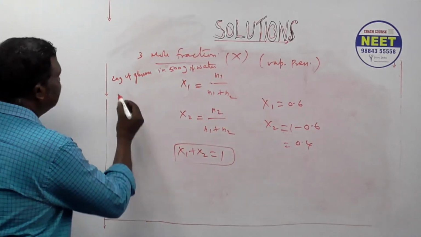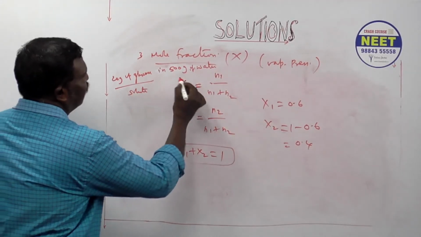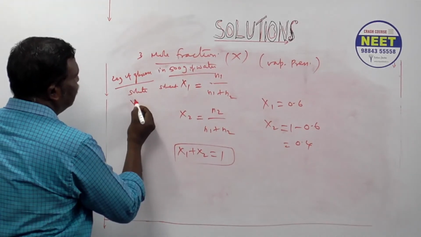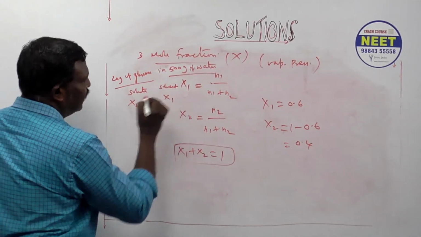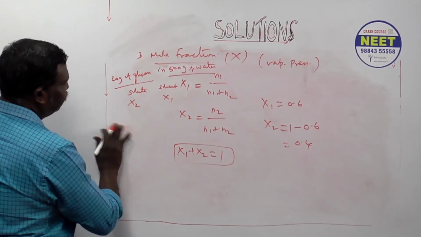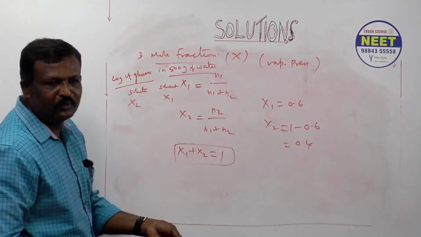How to find it for this? This is a solid, no doubt. This is the solvent, no doubt, isn't it? So the solid means here X2. Correct? This is called x1. So x2 means this is x2. Okay, so right. If you want to find x2, we need n2. Then only we can find it.